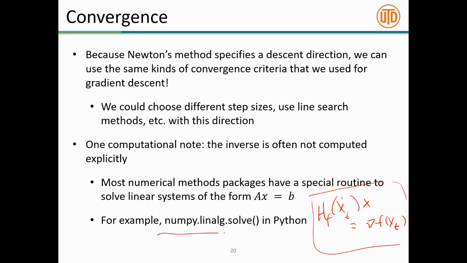However, you can find these more stable numerical methods in basically any language you want. For example, in Python, NumPy has a method linalg.solve, which solves linear systems of this form. You don't actually have to compute the inverse of the Hessian matrix. It finds the x that solves this equation, which is equivalent to computing the inverse of the Hessian matrix times the gradient. That's just a numerical note.